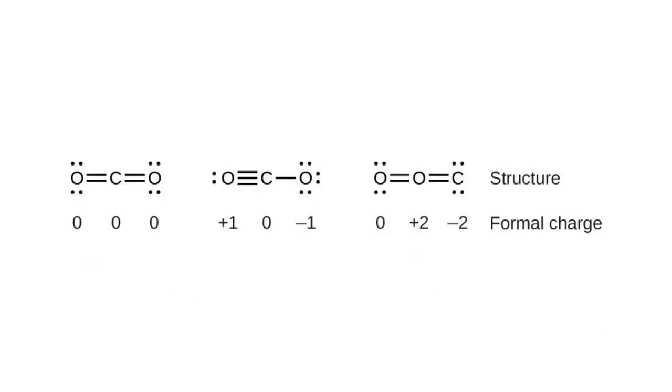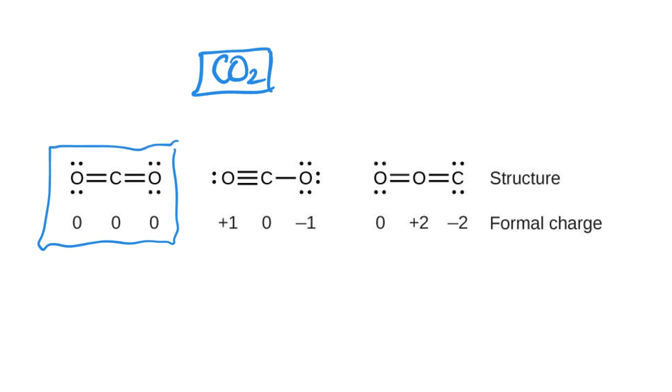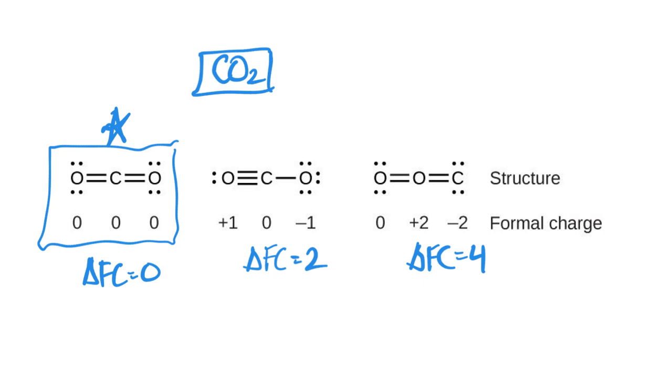So going back to that first structure for carbon dioxide, we're not going to calculate them all, but I have the formal charges showing for all of the different structures. This first structure is the preferred one because the delta FC is 0. And for the other ones, the delta FC would be 2, and in this case, it would be 4. So this first structure is the preferred structure.